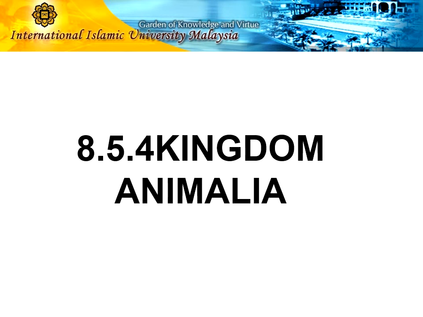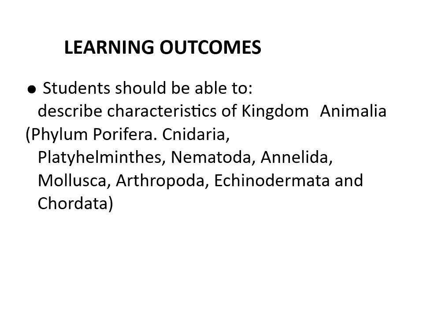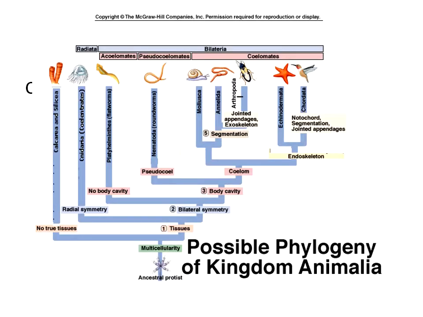Alright, so we're going into Kingdom Animalia. Here is a figure of a family tree of Kingdom Animalia from the simplest on the left to the most complex, which is chordates. The simplest are Calcaria, and then we go to Cnidarians, Platyhelminthes, nematodes, mollusca, annelids, arthropods, echinoderms. We're going to look into the general features of Kingdom Animalia in this introduction.